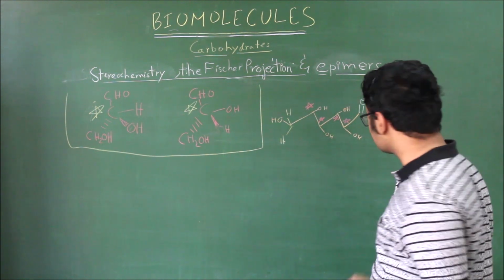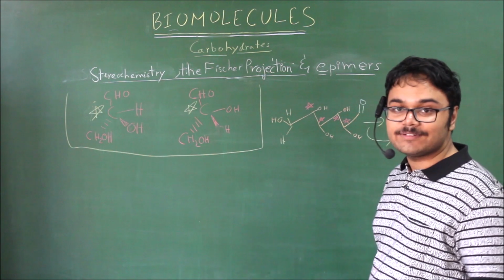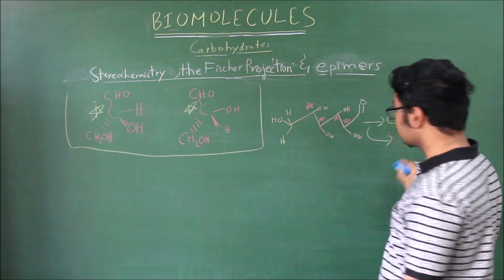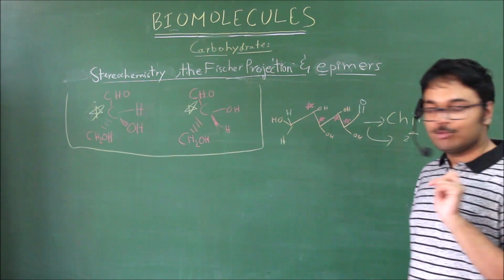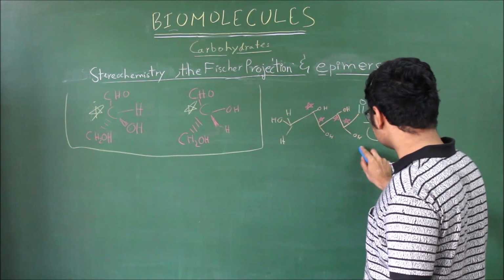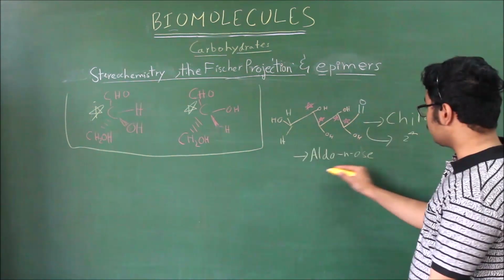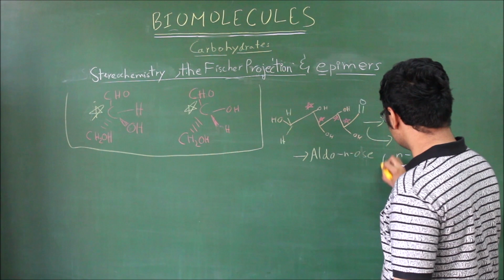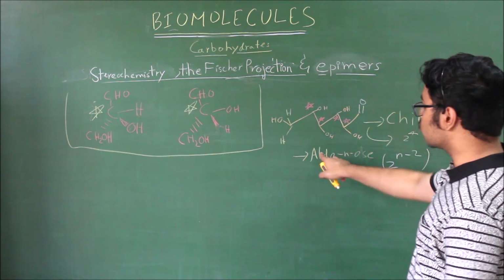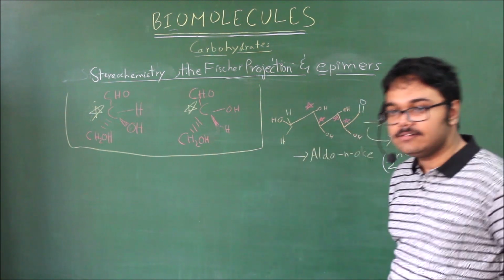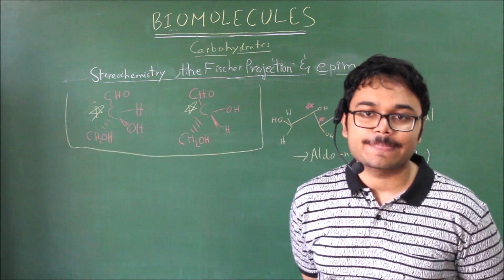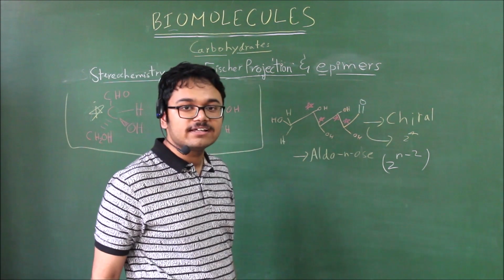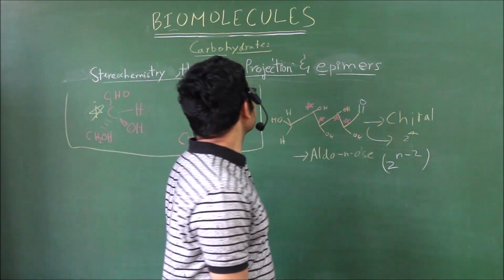And therefore aldohexose, whose formula by the way is C6H12O6, has 2 to the power 4 stereoisomers. And more importantly, in general, we can say aldo-N-ose is going to follow the formula 2 to the power n minus 2 in terms of its isomers, because we're going to rule out the aldehyde and the achiral primary alcohol. So this covers the basic understanding of stereochemistry, and we've got this neat formula that is applicable for aldose sugars.